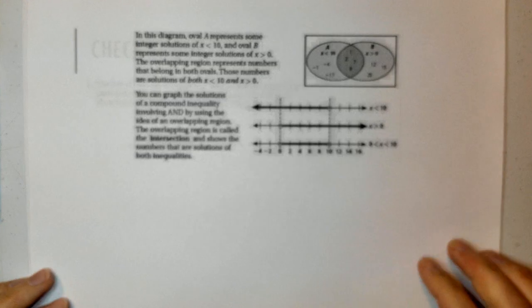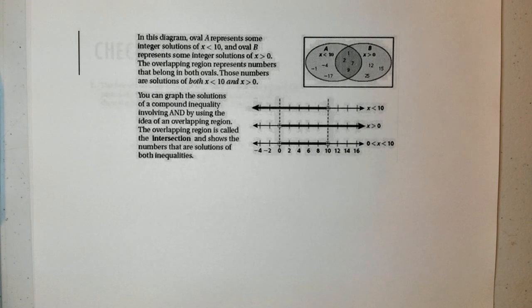And just a few extra notes. In this diagram, we have oval A represents some integer solutions of x is greater than 10, or x is less than 10, I apologize, and oval B represents some integer for x is greater than 0. The overlapping region represents the numbers that belong in both ovals.